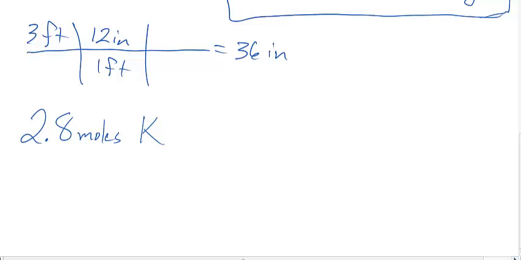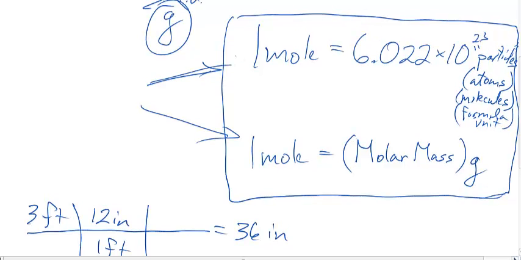And I wanted to know, gosh, in that 2.8 moles of potassium, how many atoms of potassium are there? Atoms would be the representative particle for an element like this. How would I go about figuring that out? Well, I know that 1 mole is 6.022 times 10 to the 23rd atoms, from one of our conversions right there.